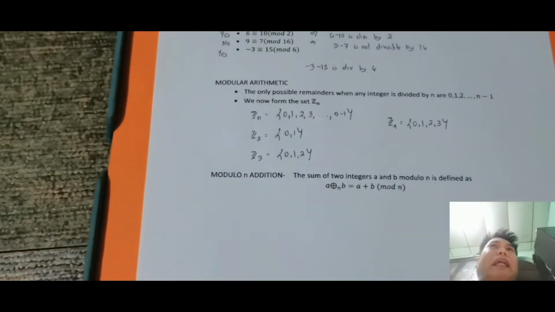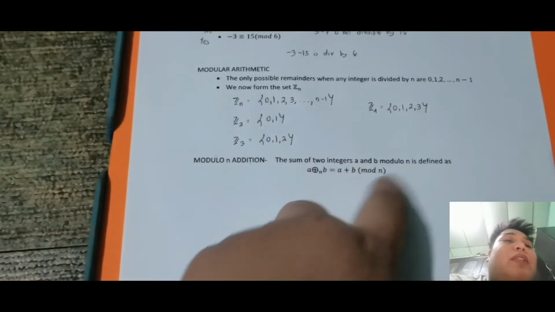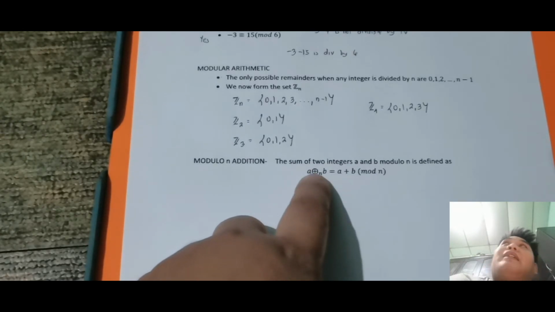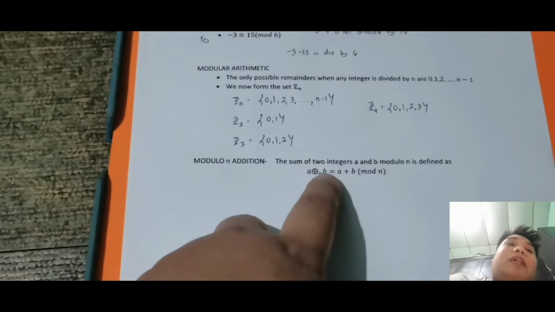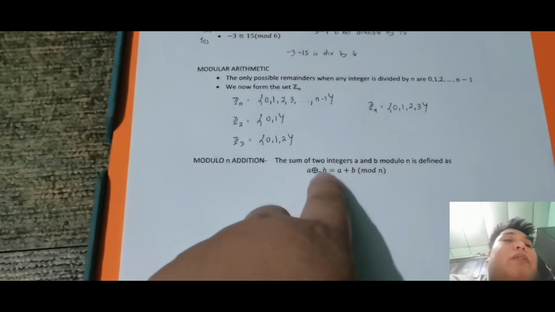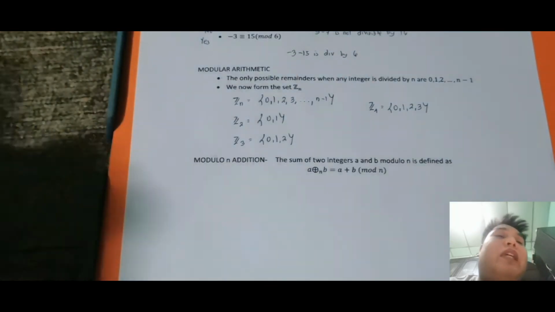Okay, so anong gagawin natin, sir? Napakasimple lang nito. Ang gagawin mo lang is, the sum of two integers a and b, modulo n, is defined to be a modulo n. So, kumbaga a plus sub n b is equal to a plus b modulo n. So, ano lang gagawin? I-add mo lang yung dalawang number, tapos i-divide mo dun sa n. Kasi kung ano yung remainder, ayun yung magiging sagot.